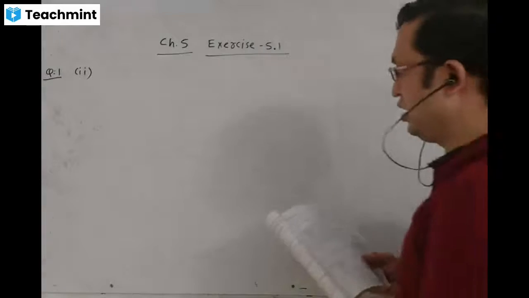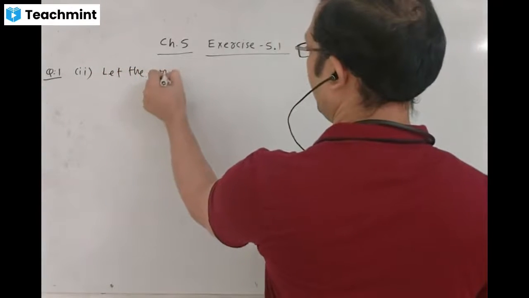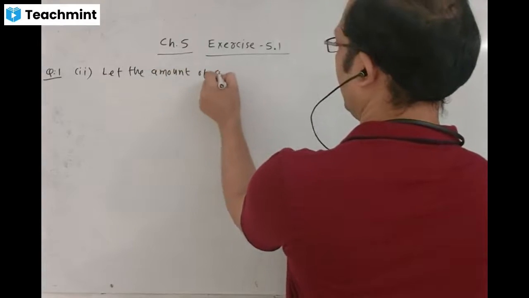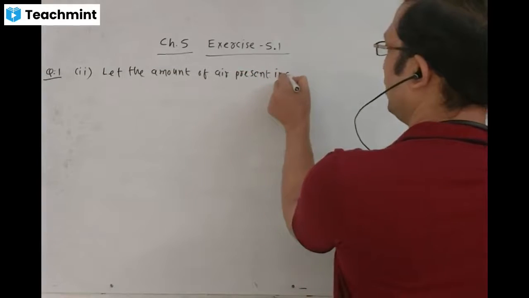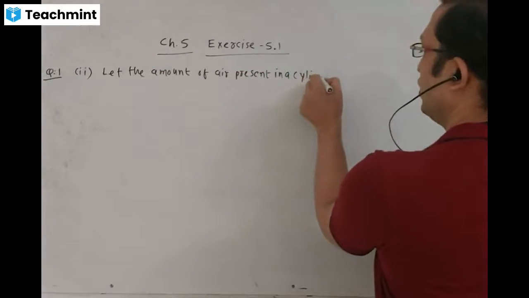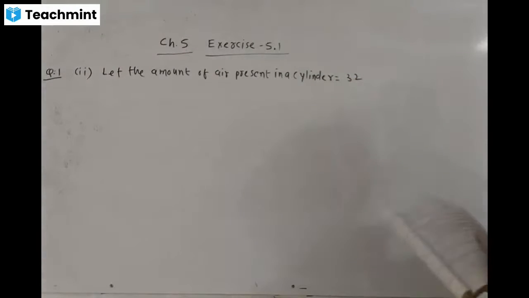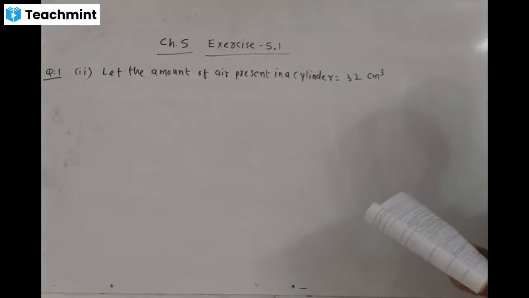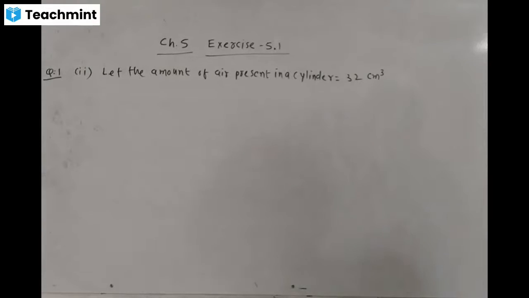Suppose let the amount of air present in a cylinder is 32 cubic centimeter volume. Okay, so let the amount of the air present in a cylinder is 32.